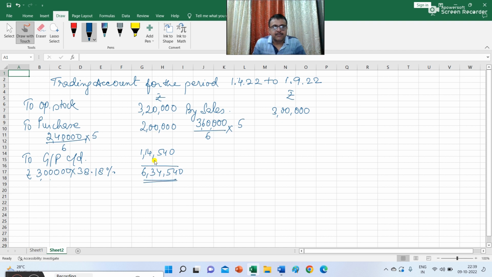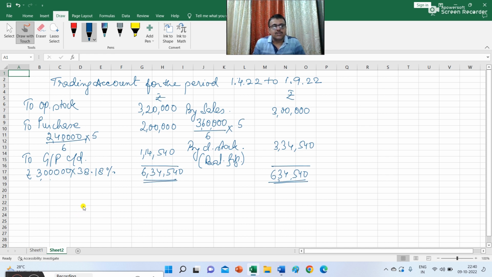6,34,540 is the sum of the debit side. 6,34,540. Here you can write, and the amount of closing stock will be calculated as the balancing figure, and the amount of closing stock will be 3,34,540. So this is step number 3.